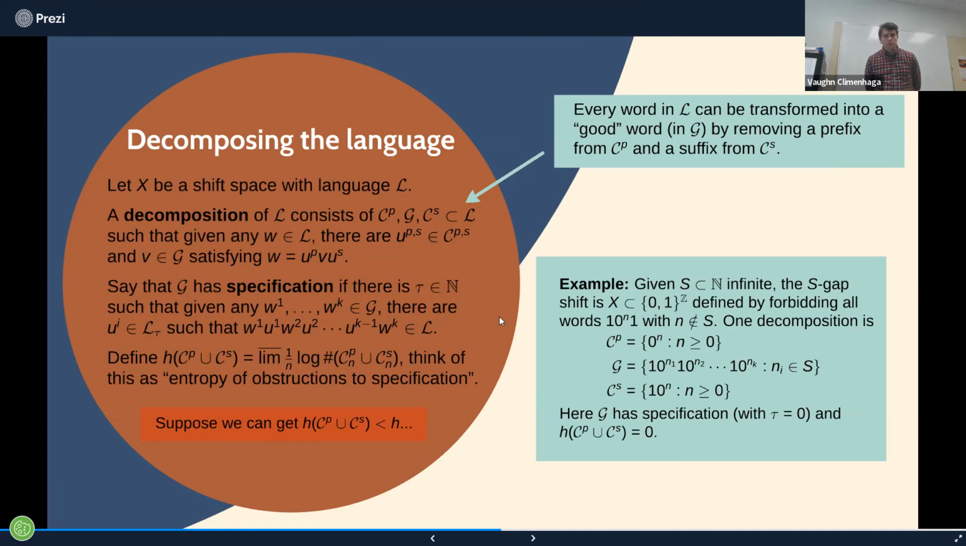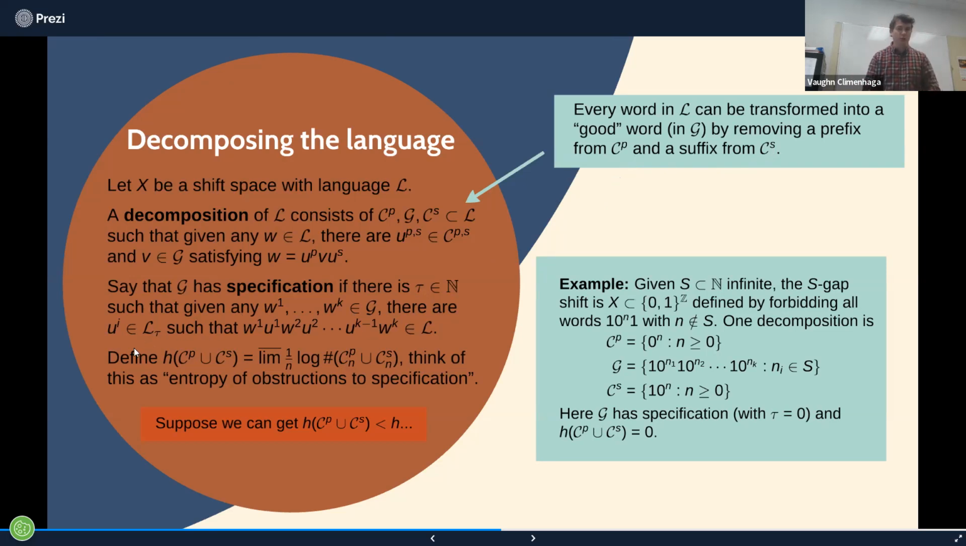So the idea is that you should find a decomposition such that you have a collection of good words, and you need that collection to be large enough. And the way to formalize the notion that G should be large enough is to require these prefix and suffix collections to be small. And what I mean by small is that they have smaller entropy than the whole system.